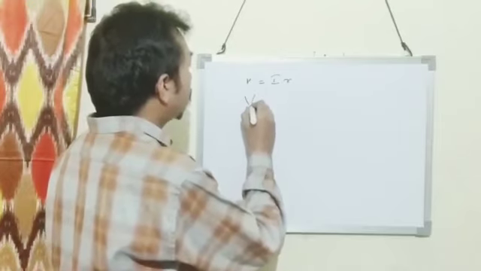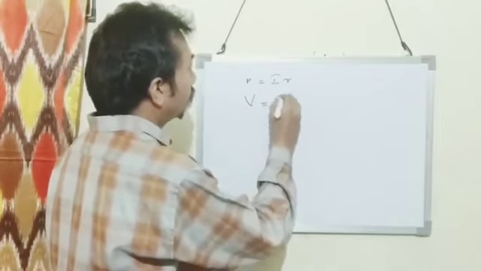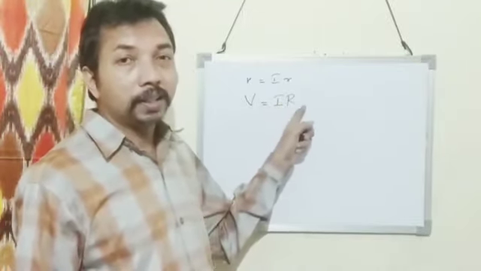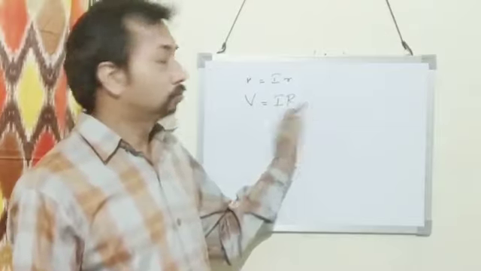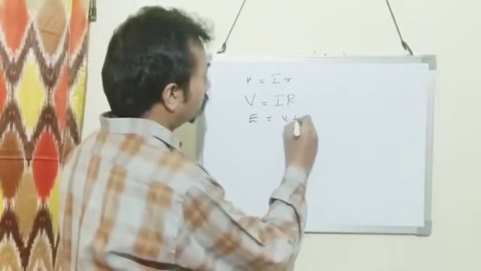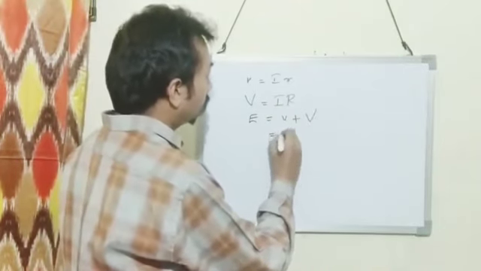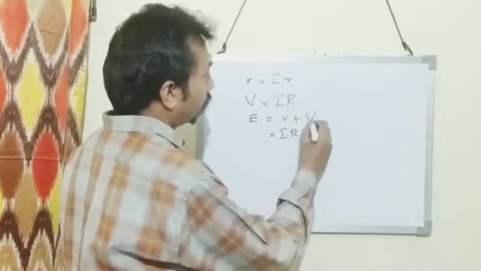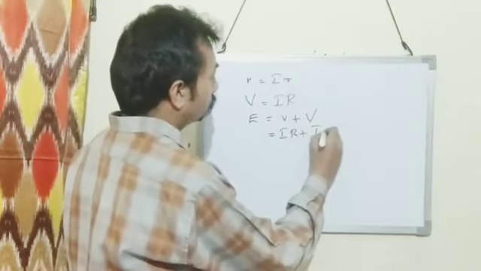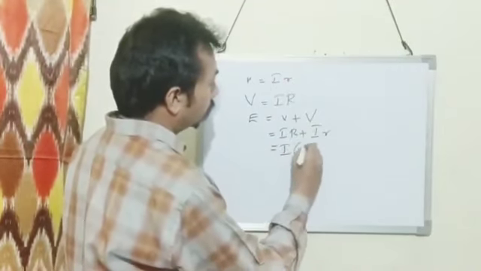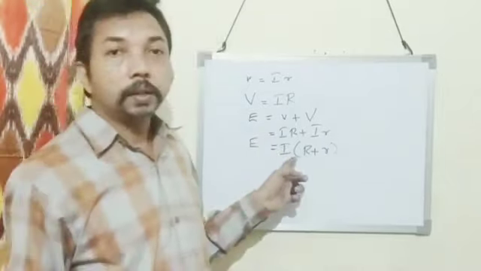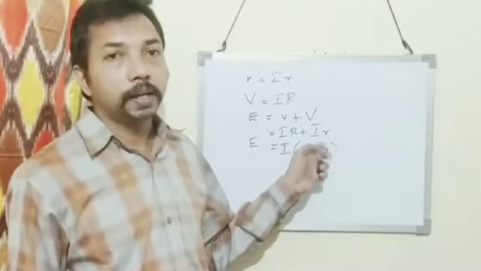Then terminal voltage, that is represented by capital V, which is equal to current into external resistance. Then EMF, that is the sum of voltage drop and terminal voltage, that is I into R plus voltage drop, I into small r. Or it can be written as current into external resistance plus internal resistance. So EMF is equal to current into external resistance plus internal resistance.